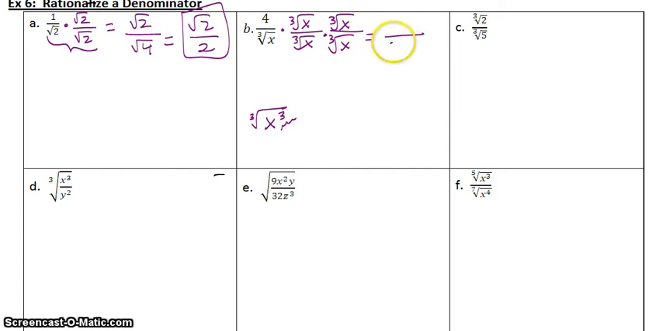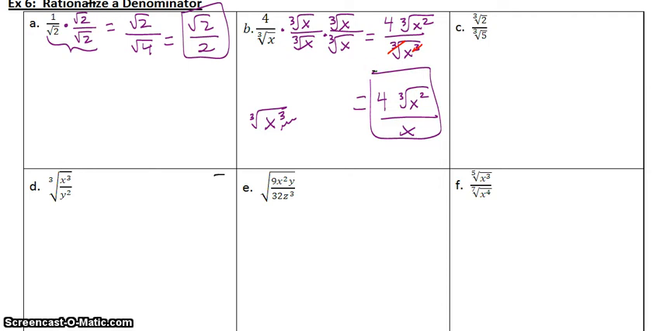So right now I've got x times x times x is x cubed on bottom, so the cubed root of x cubed. On top I've got 4 times the cubed root, and then x times x is x squared. So what this does for us is that the cubed root and the cube cancel each other, and so I'm left with 4 cubed roots of x squared divided by x. And again, my whole goal is to make it so that there's no radical on bottom.